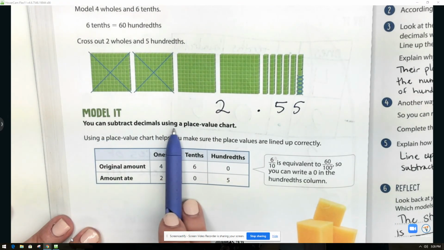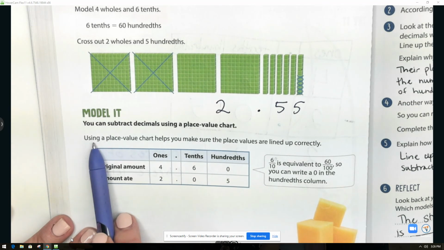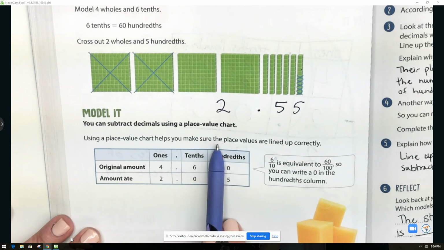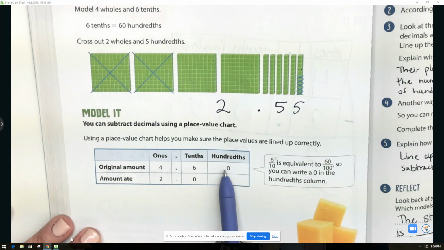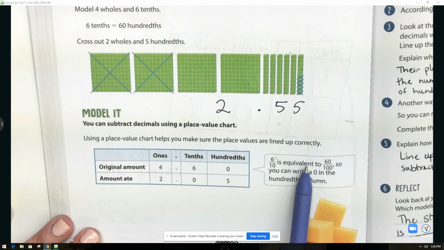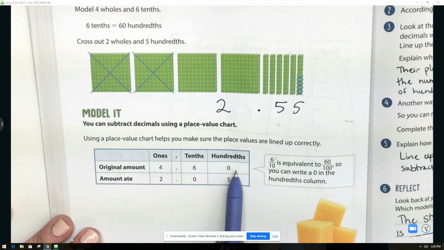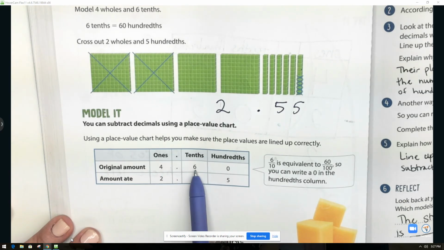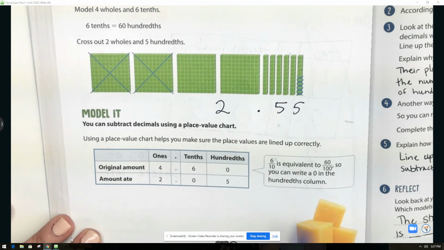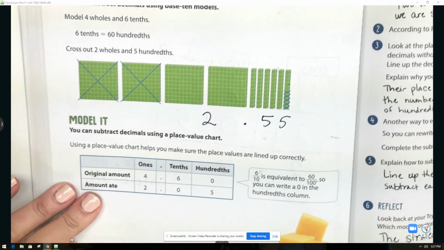You can subtract decimals using a place value chart, which is what we did on the last page. Using a place value chart helps you make sure the place values are lined up correctly. And remember, we could put this 0 here because 6/10 is equivalent to 60 hundredths. So you can write a 0 in the hundredths column because this 60 means 60 hundredths, and this 6 in the tenths also means 6/10. Now, I'm not going to solve this here because we're going to talk about that on the next page.